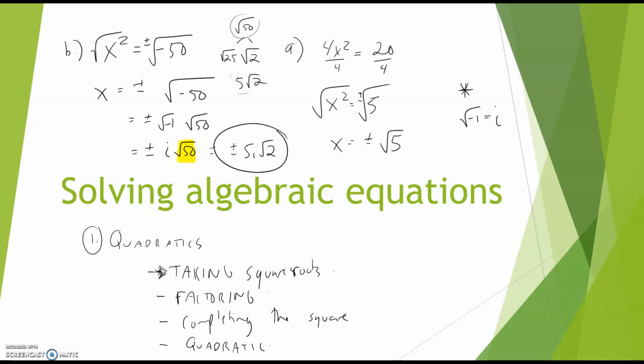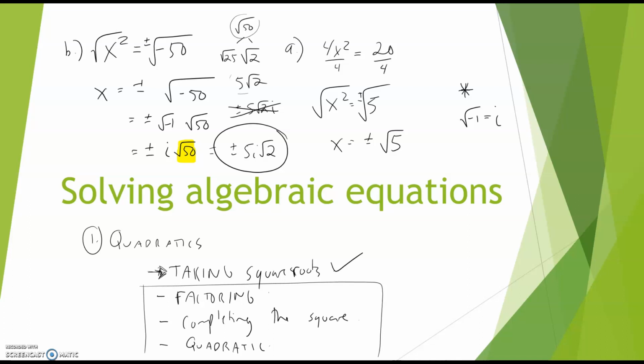Okay, typically we put the i there in front of the root if we can, because if I wrote it as 5 root 2 i, that just looks a little funny because is the i under the radical? It's not, but it kind of looks like it is. Okay. Taking square roots. That's what I want to do if I can, because that's typically the easiest way. And mostly I want to spend time today on these guys.